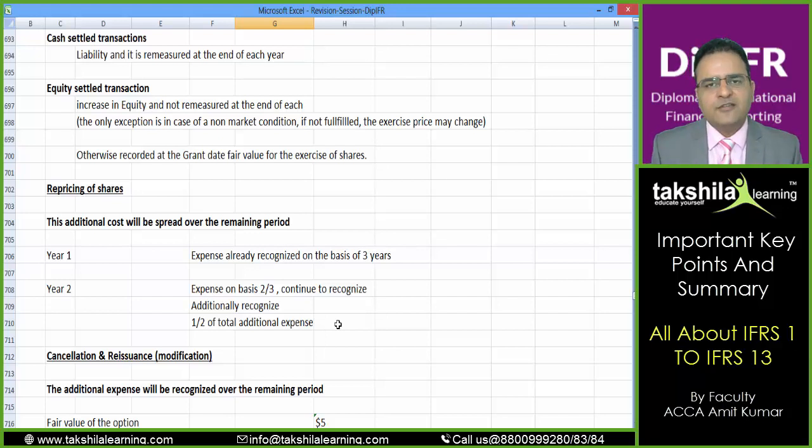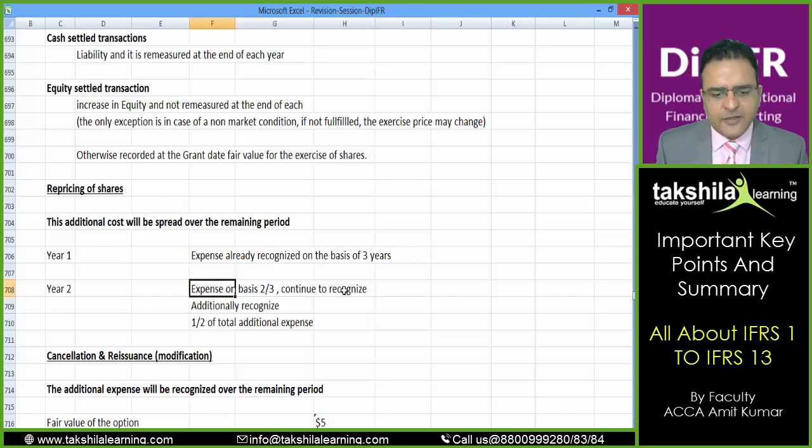If they reduce the exercise price, that will result in an increase in the fair value of the option. But there is an additional cost to the entity, and this additional cost will be borne by the entity. Whatever expense they were recognizing till date, they'll continue to recognize, but this additional cost will be recognized over the remaining period when they do a repricing.